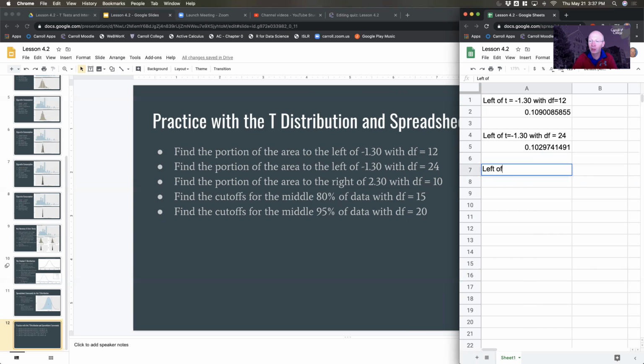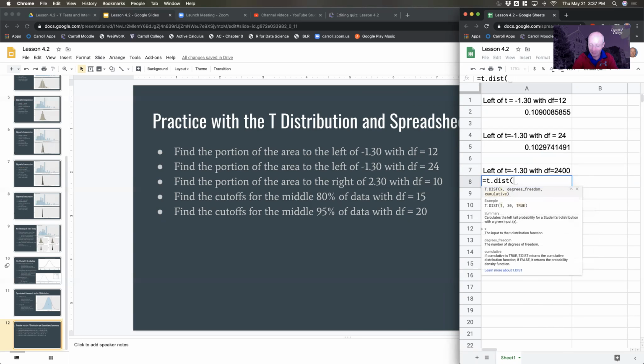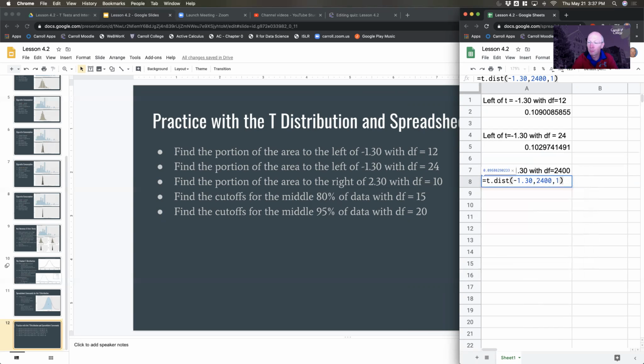I'm going to go left of t equals negative 1.30, same t-score with degrees of freedom equals 2400, massive degrees of freedom. T.dist, negative 1.30, that's a test statistic. That's how many standard deviations your data is away from the mean. Comma, degrees of freedom is 2400, comma 1.